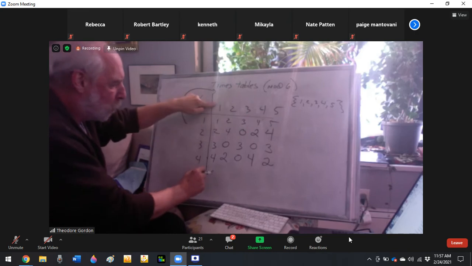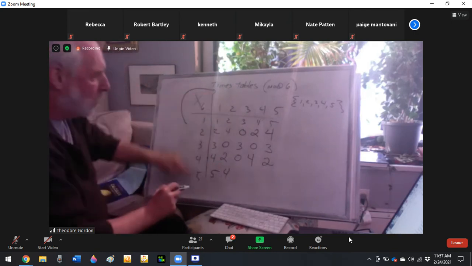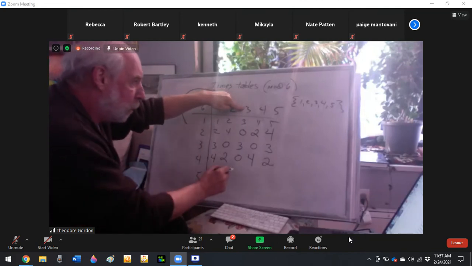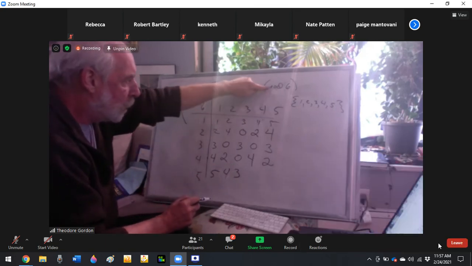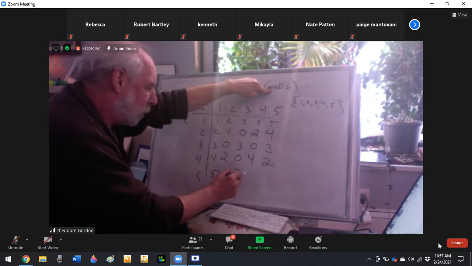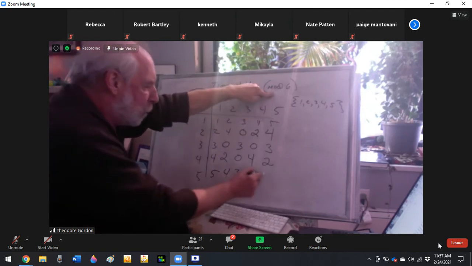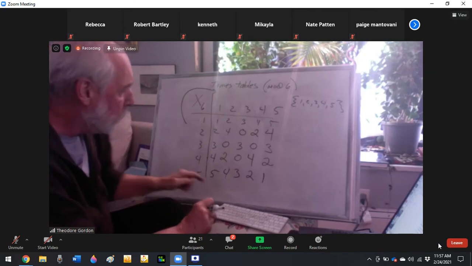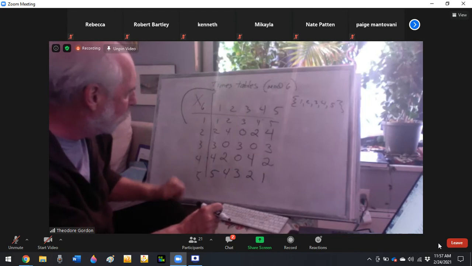Fives. 5 times 1 is 5. 5 times 2 is 10. Divide by 6, remainder 4. 5 times 3 is 15. Divide by 6, the remainder is 3. 5 times 4 is 20. Divide by 6, the remainder is 2. And 5 times 5 is 25. Divide by 6, you get 1. Oh, all the numbers came out here. 5 and 6 have no common factors. All the numbers show up.